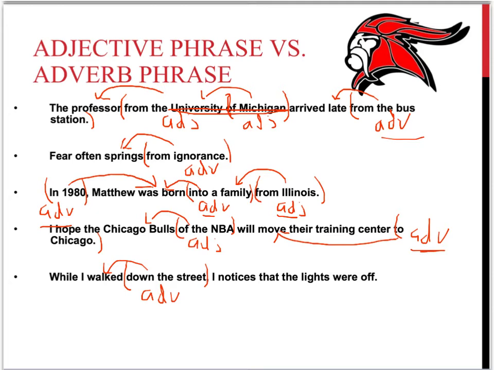Adverb. While I walked down the street, I noticed that the lights were off. Again, modifying walked. Where? Down the street. Adverb. How would you do? Good.